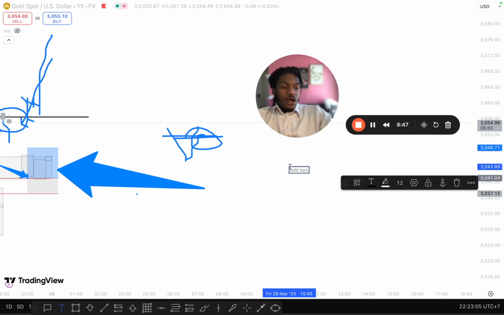So here's some tips for you guys. When you're trading gaps, identify the gap after your market structure. So identify gap after market structure. So that's my number one tip.